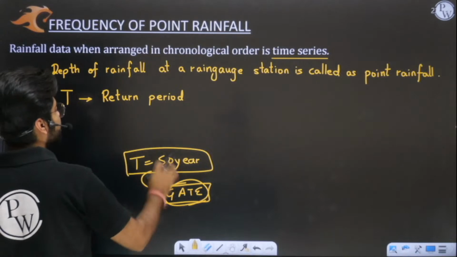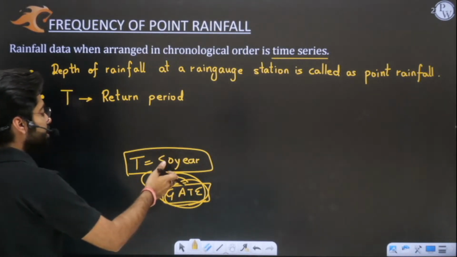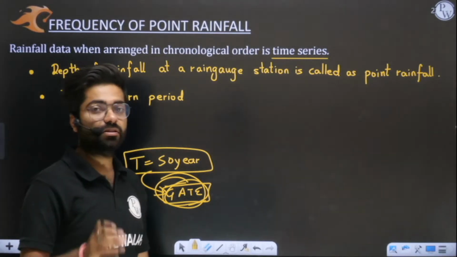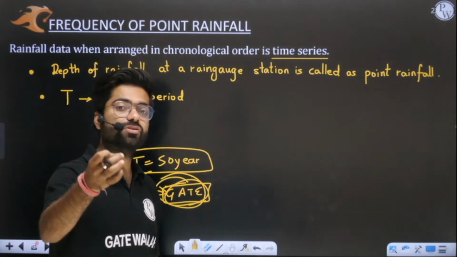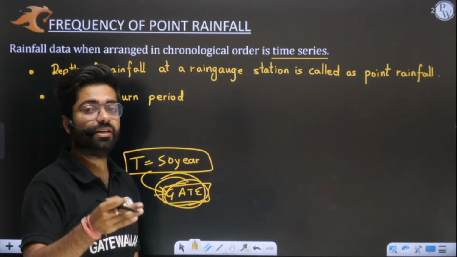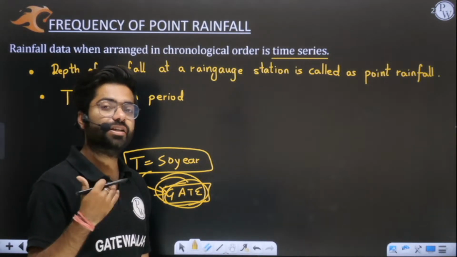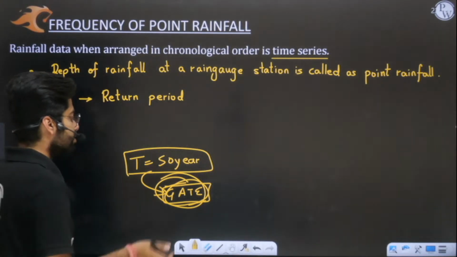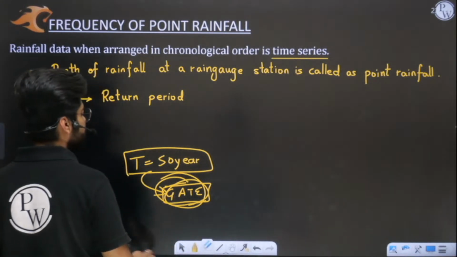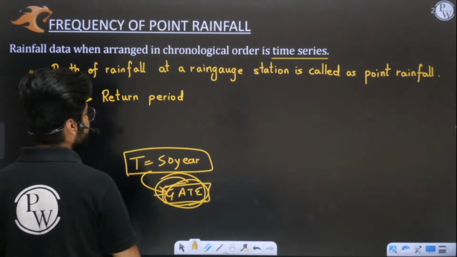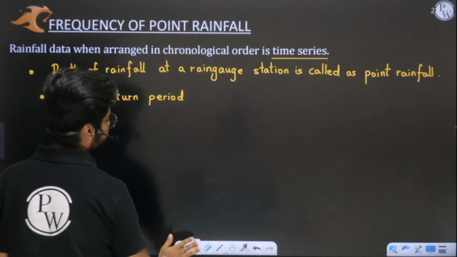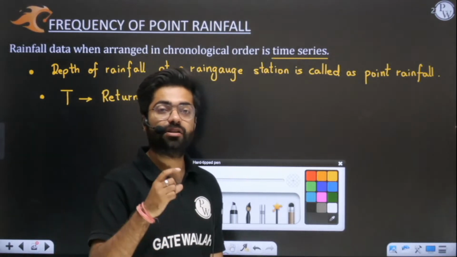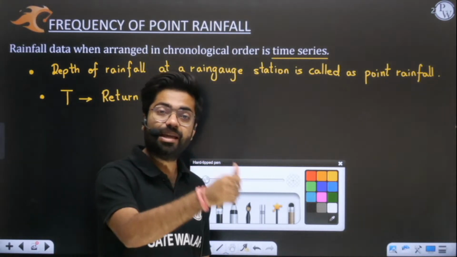Return period means that this event will happen. Obviously I'm just joking. It can happen every year also, but let me assume that one boy is so weak in studies that he will qualify GATE once in 50 years. If he attempts GATE 50 times in 50 years, he will qualify only once. So this is the meaning of return period: something happening periodically over a certain period of time.